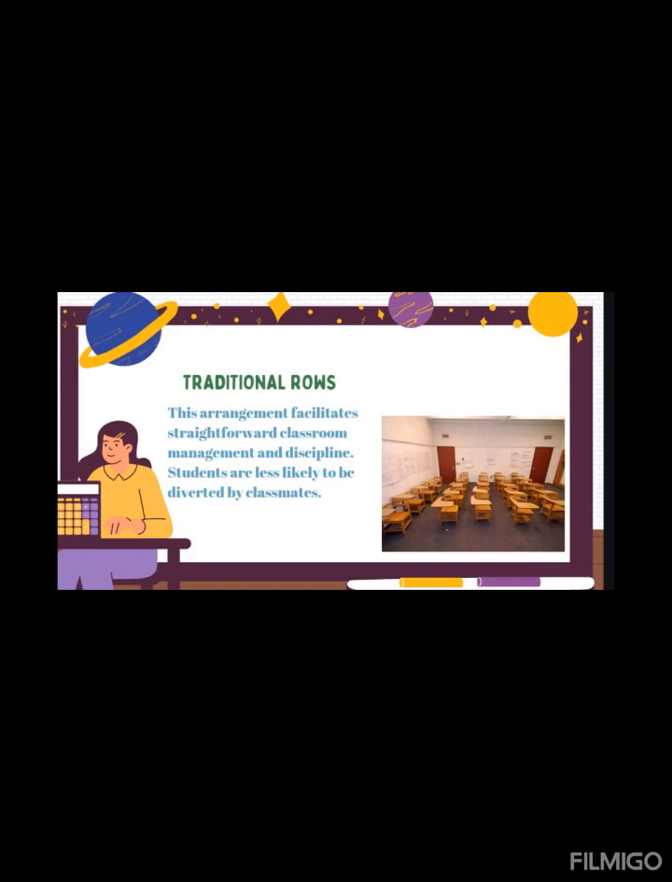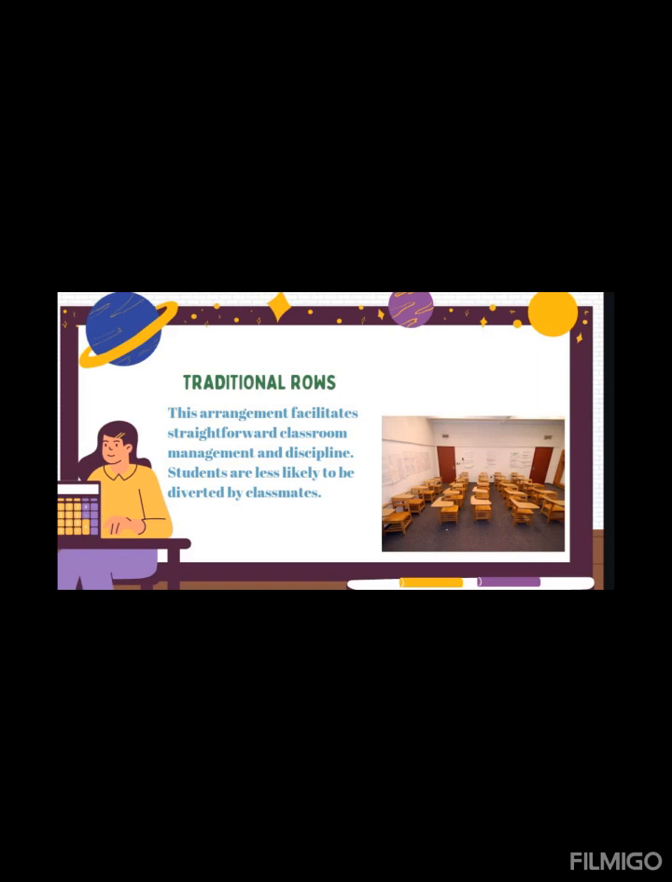Next, we have the traditional row. This seating arrangement facilitates straightforward classroom management and discipline. Students are less likely to be diverted by their classmates when the teacher can readily supervise and regulate the class from the front of the room. This may not be the best option for a multigrade classroom, but may work best for some students.